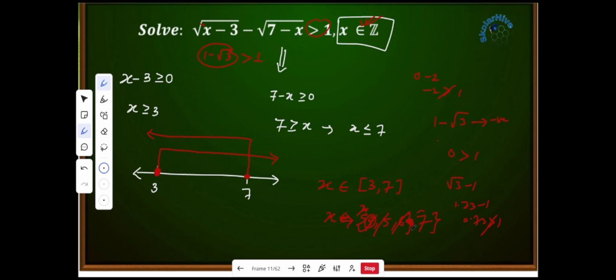So the last possibility is we have to check for 7. If we put 7 over here, 7 minus 3 is 4, root 4 means 2. And here 7 minus 7 is 0. So 2 minus 0 is 2, which is greater than 1. So the only value of x that will satisfy this inequality is x equal to 7.